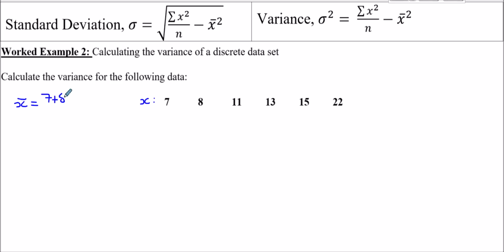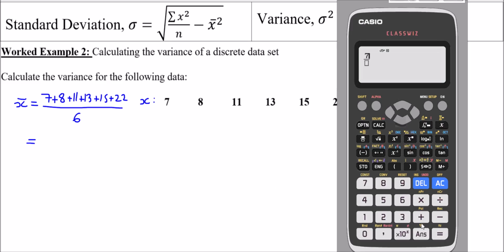7 plus 8 plus 11, 13, 15 plus 22. And we divide that by how many data points we just added together. So 1, 2, 3, 4, 5, 6. So again, divide this by 6. And let's see what we get.